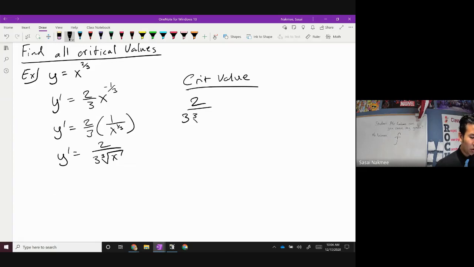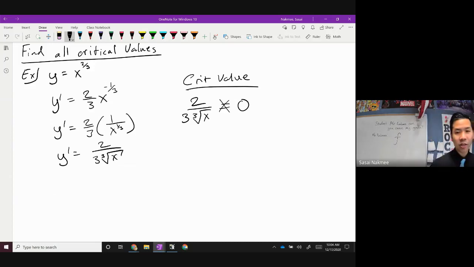2 over 3 times the cube root of x. When is that going to equal 0? And that's never going to equal 0, is it? 2 over 3 times the cube root of x is never going to equal 0. There's no value I can plug in for x here that will ever get this to equal 0.